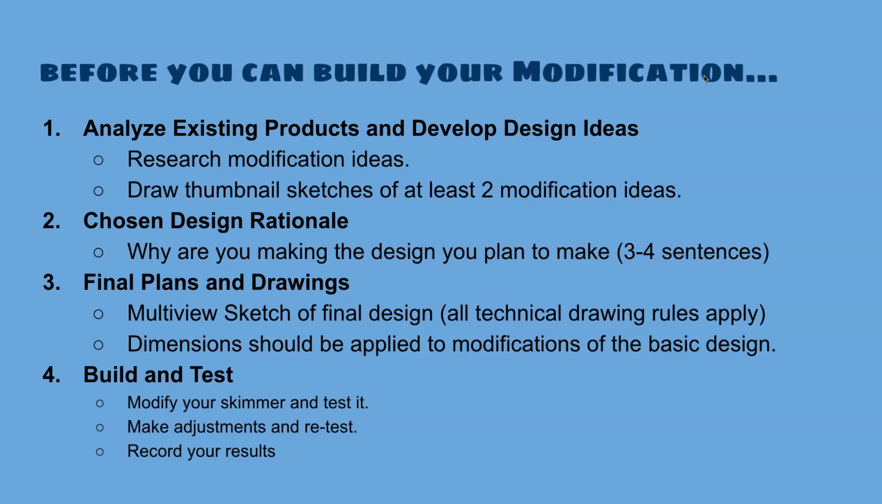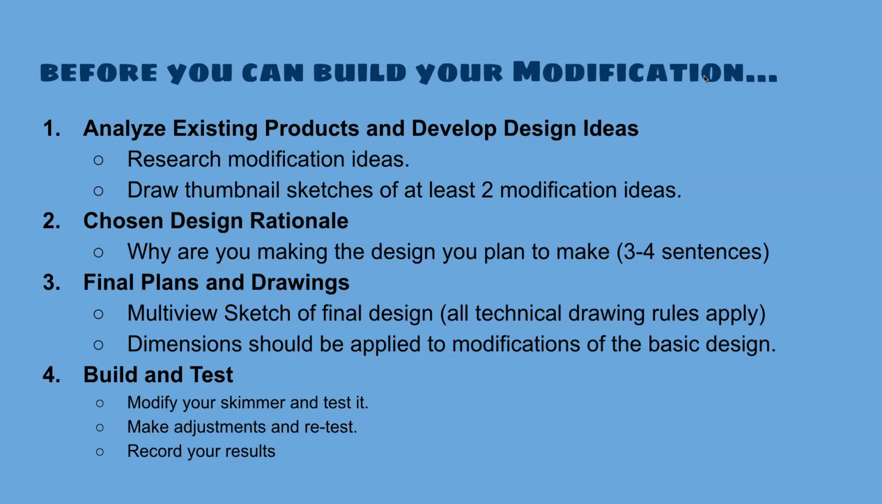Then you're going to do the chosen design rationale. You're going to pick one of those 2 modification ideas that you had, and you're going to tell why you're picking that one. Okay, that's your design rationale. Then you're going to do your final plans and drawings, meaning you're going to do a multi-view sketch of your final design idea. So part of a technical drawing of your final design idea. Dimensions will be included, but only on the parts that you're modifying. So you're not going to dimension the whole SkimmerCar, just the things that you're adding or subtracting from it.